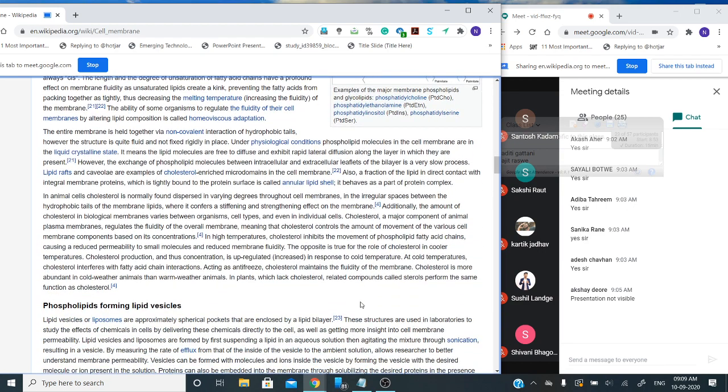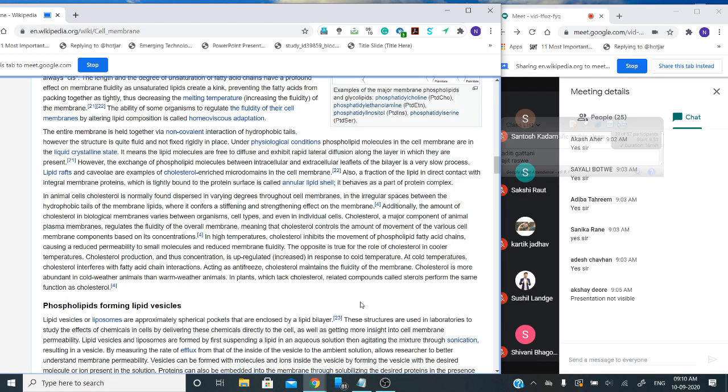All this structure plays an important role. Cholesterol is also there, or sterols. We have already seen the third part: lipoprotein, glycoprotein, and the third one is sterols. Cholesterol is dispersed in varying degrees throughout the cell membrane, like patches in the irregular spaces between the hydrophobic tails of the membrane lipids. It confers a stiffening and strengthening effect to the membrane. Because of that, fluidity is slightly reduced.